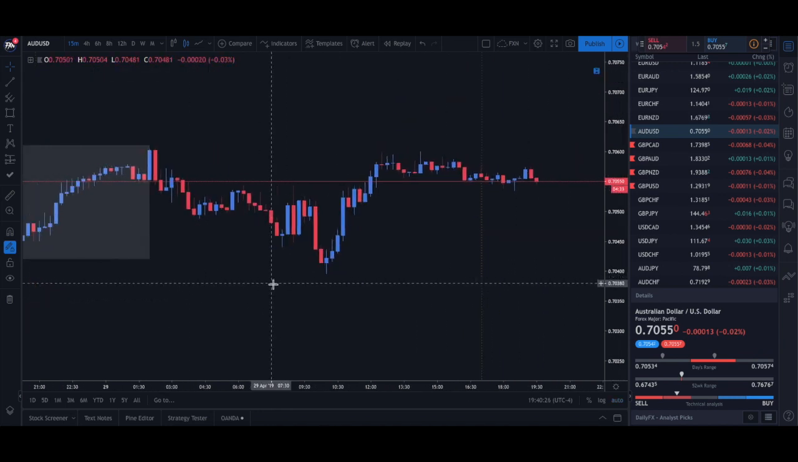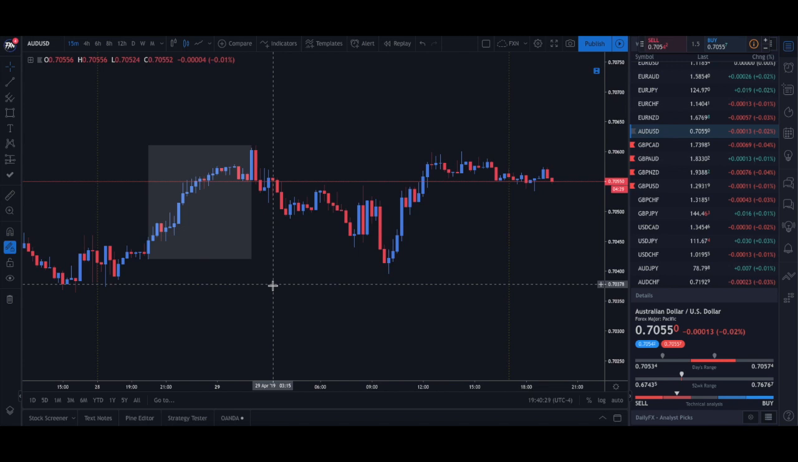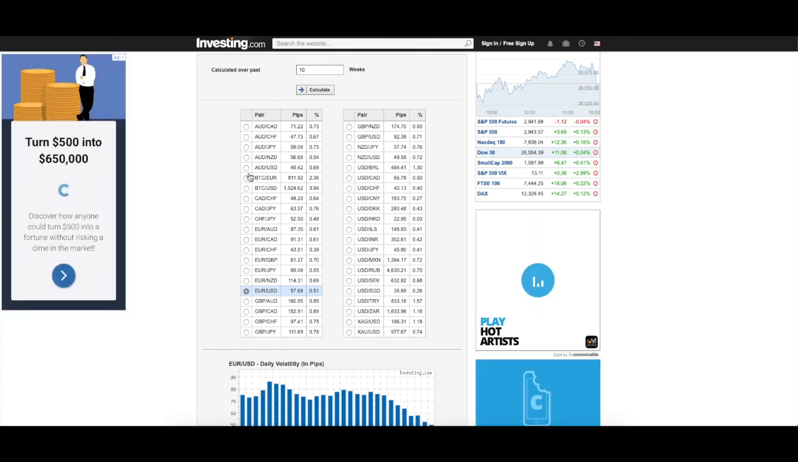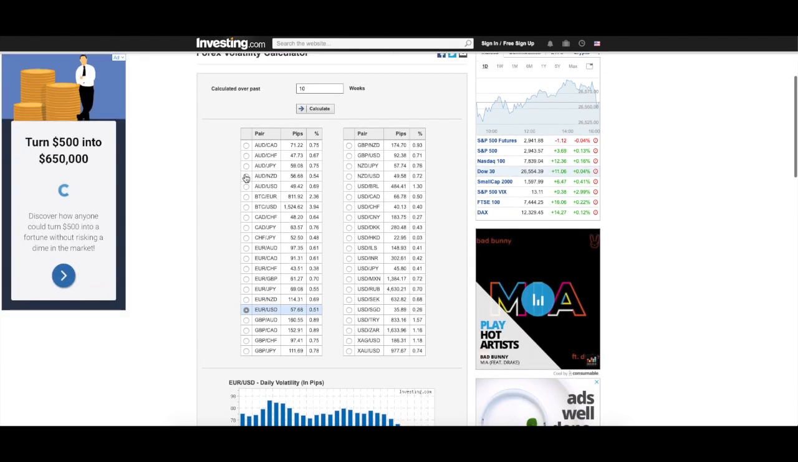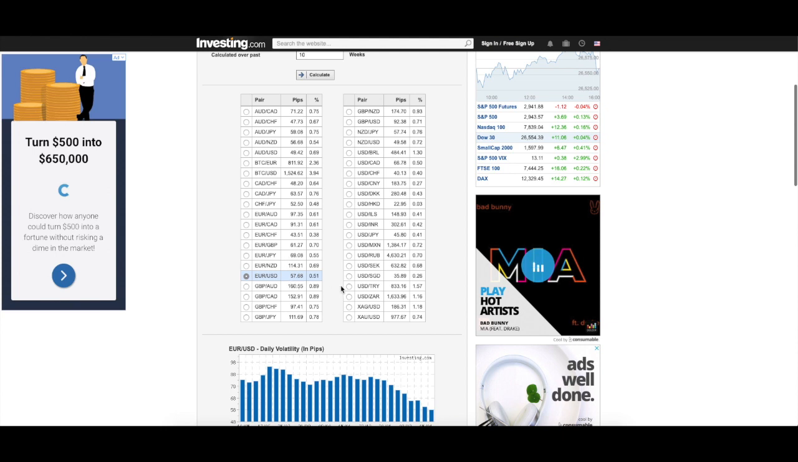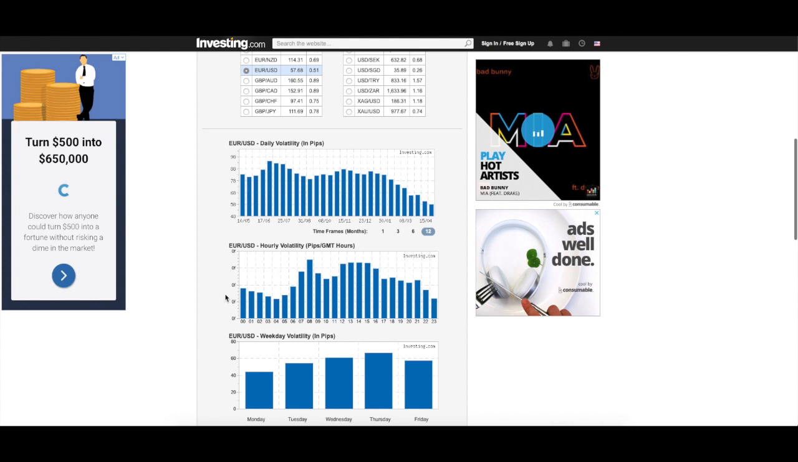So to answer the question, any pair that has the U.S. dollar in it, so the main ones obviously are EUR/USD, AUD/USD, GBP/USD, USD/CAD, USD/JPY, USD/CHF, NZD/USD. Those are the major pairs. Based on the volatility calculator, you can already see the average of what you're going to get. And you can see that most of the pairs are pretty much active.